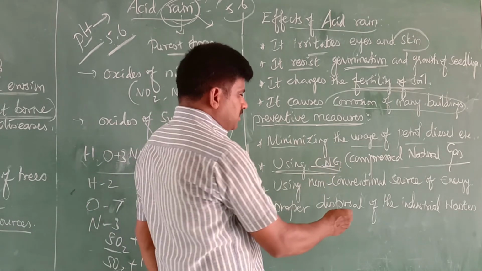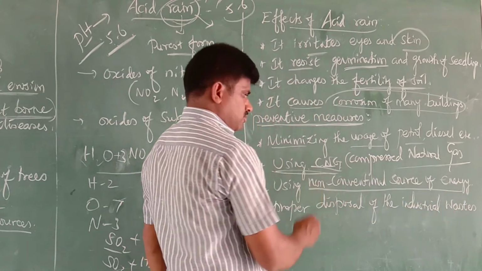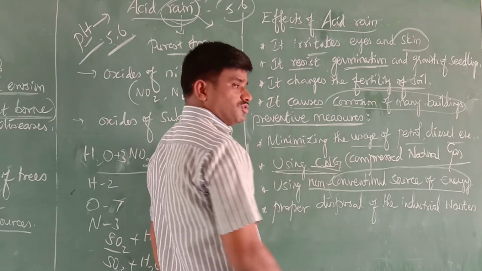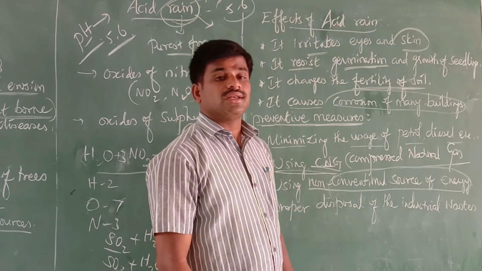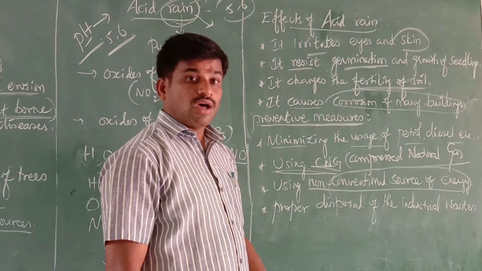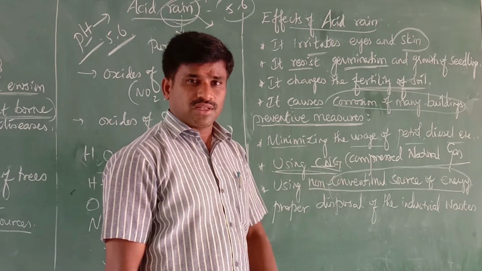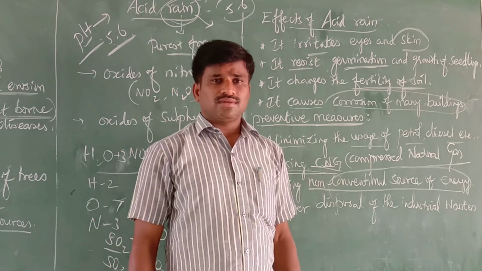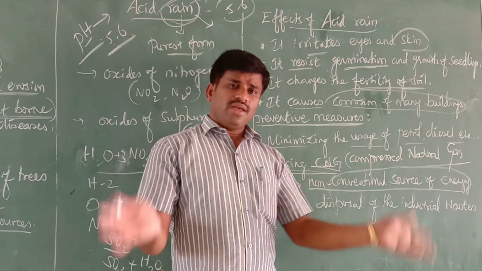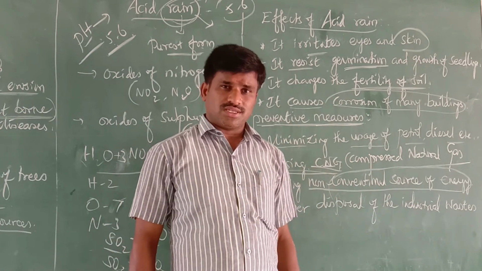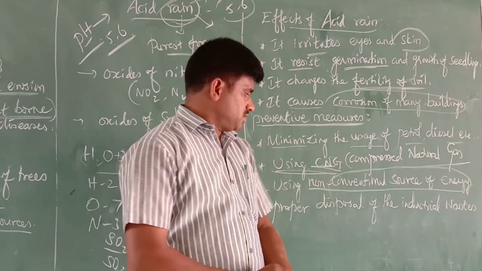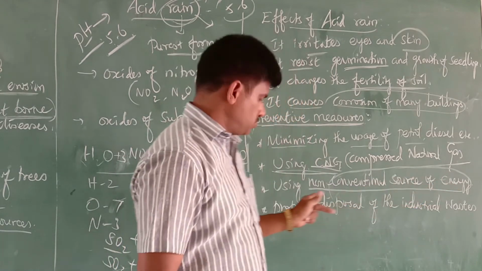Next, using non-conventional sources of energy. This is also one thing. Non-conventional sources like solar energy and wind energy, such sources we should use. Understood? Solar batteries for transportation, for buses, cars, and two-wheelers, we should better use solar batteries. Our government is planning to modify the engine to be suitable for solar power. That is going to take place. Understood that non-conventional sources of energy we should use.